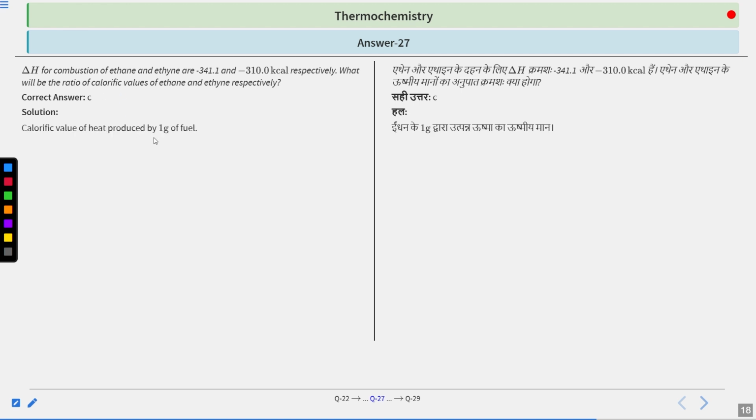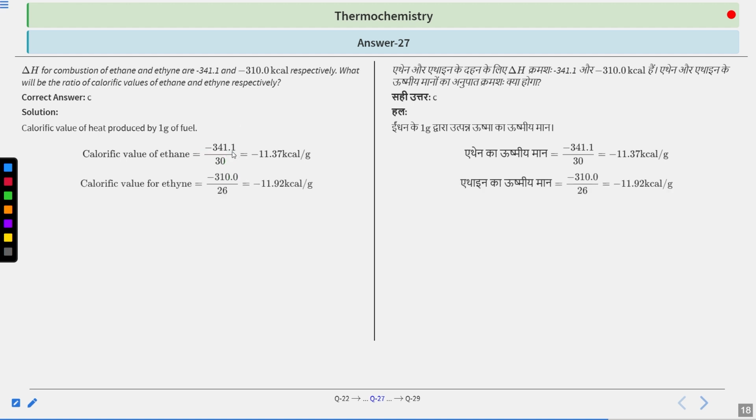What is the calorific value? That is the heat produced on burning 1 gram of fuel, or the specific heat capacity. Simple, as simple as that. Now, calorific value will be how much? It will be minus 341 by 30, that is 11.37 kilocalorie per gram, because this is given for per mole. So we have calculated for per gram by taking the molar mass.